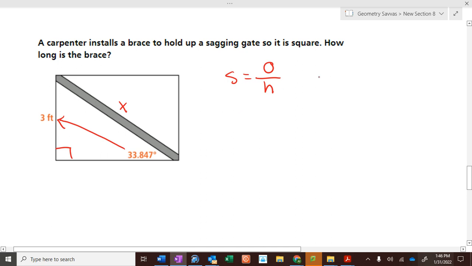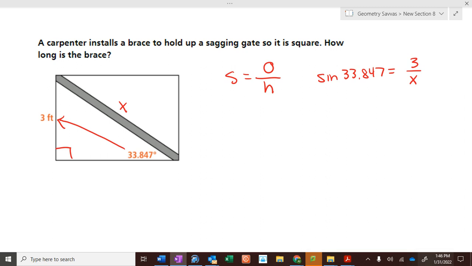What's O? SOHCAHTOA. So it's the sine of my angle, 33.847, equals the opposite side, 3 over my hypotenuse, x. This one's a little harder to solve because how many problems do we see where x is on the bottom? Don't see that very often. But we got to get x off the bottom. If I'm dividing by x, how do I get it off the bottom? I have to multiply by x.